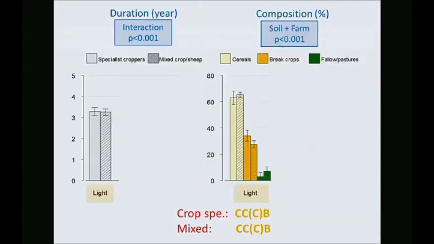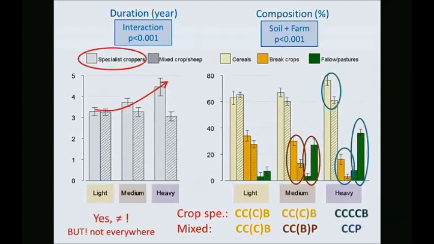Looking at the rotations now and how they varied across the soils. We have a look first at the light soils only, and here we have the duration and the composition. Essentially, on the light soils, everybody did kind of the same thing, which was a three or four year rotation, essentially two or three years of cereals, followed by a break crop, and then we start again, more or less. It's flexible, but that's what happens, which corresponds to about 60% cereal, break crops, and very rarely a bit of pasture.